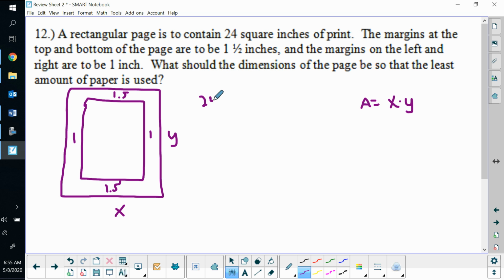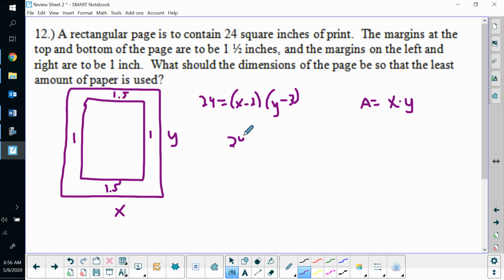So we have 24 is equal to, well, this horizontal length at the bottom is x with 1 chopped off on each side. So we would have x minus 2. And the vertical length of the printed area is y, but with the 1.5 chopped off on top and bottom. So that would be y minus 3. So we want to sub into the one that we're trying to minimize, so this right-hand equation, meaning we need to get x or y by itself over on the right. I'm going to go ahead and get y by itself.